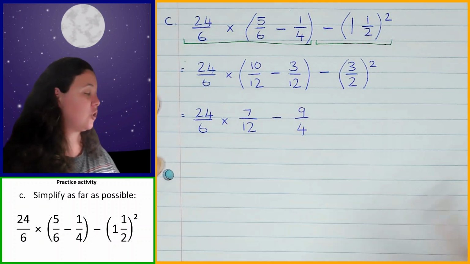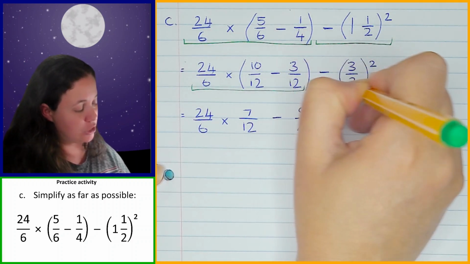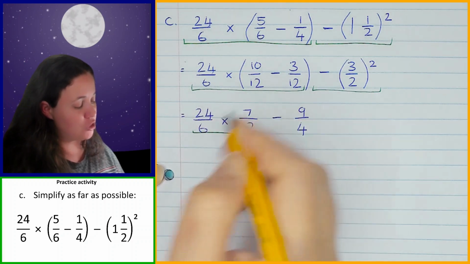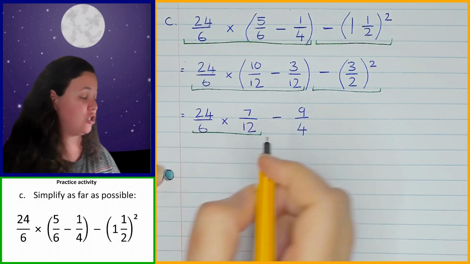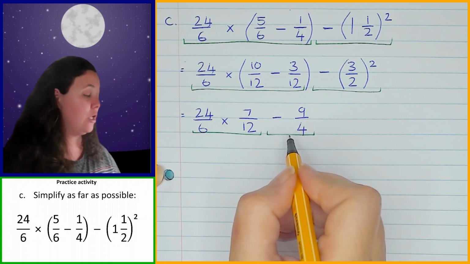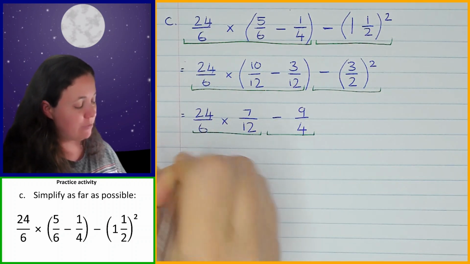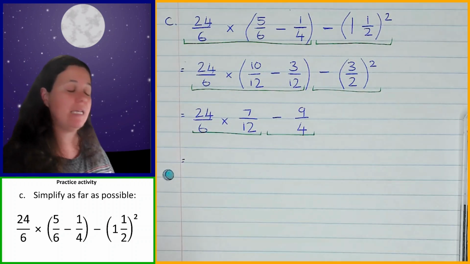Okay, so now let's see. So this was the first term over here. This was the second term over here. Now let's have a look. In the first term over here, I still have multiplication to do. In the second term, it's as simple as it can get. I can't do anything else with that for now. So when I get to my subtraction later, then I will be able to, but now I can't do anything with that term.